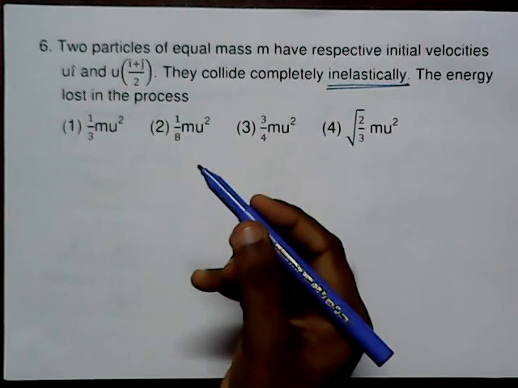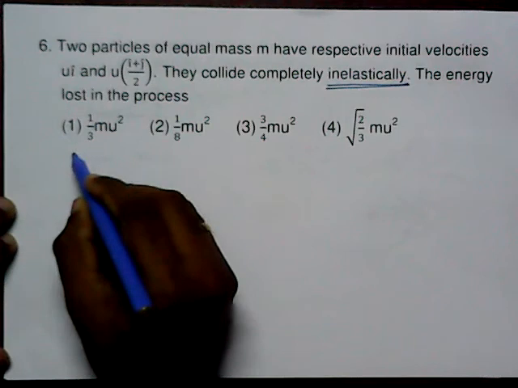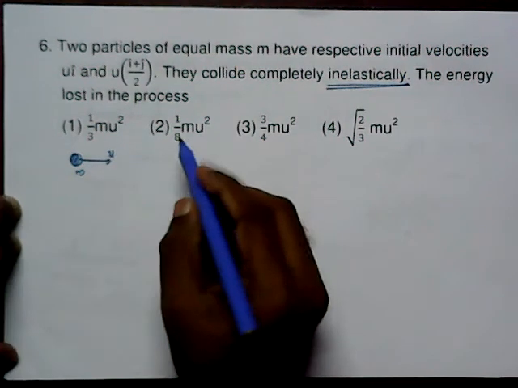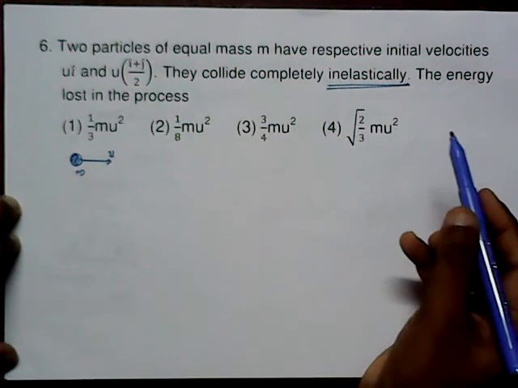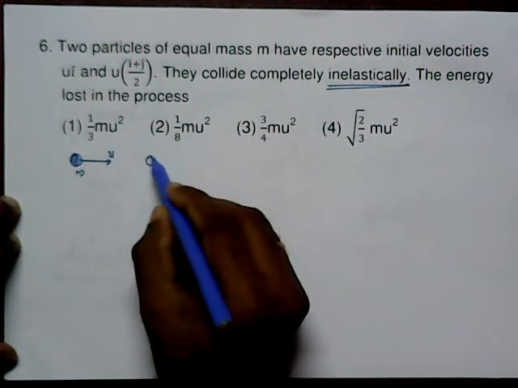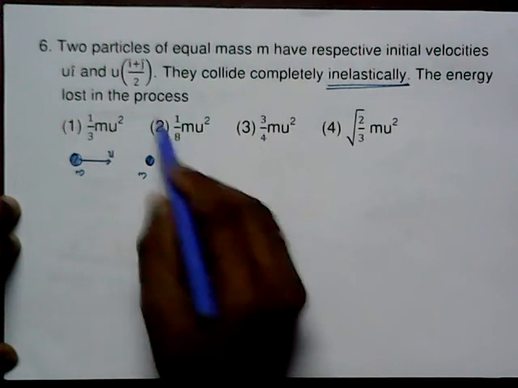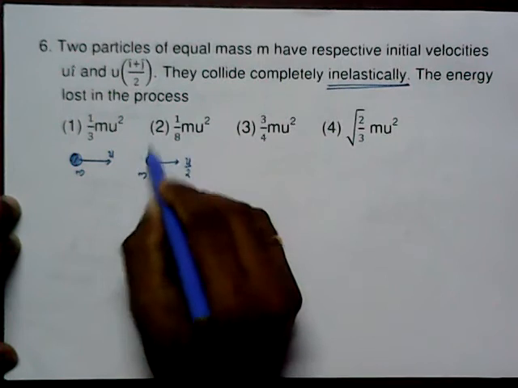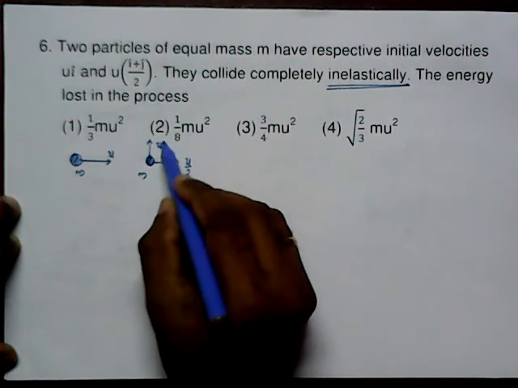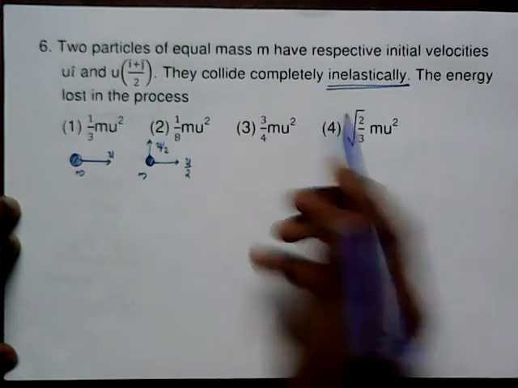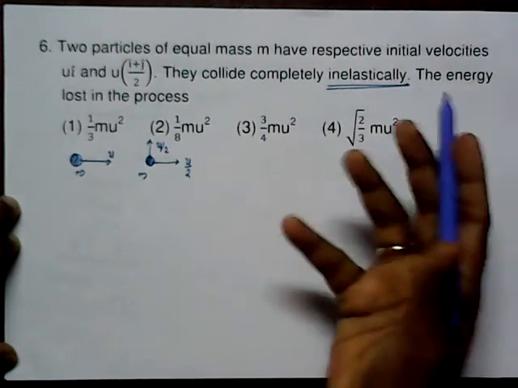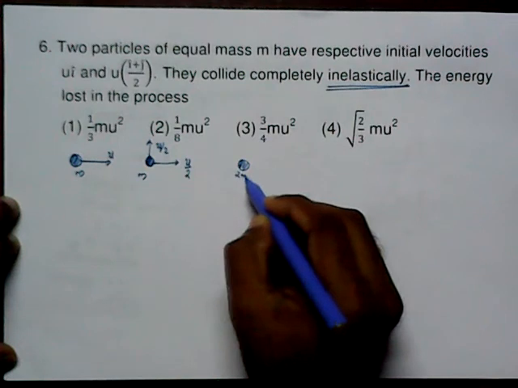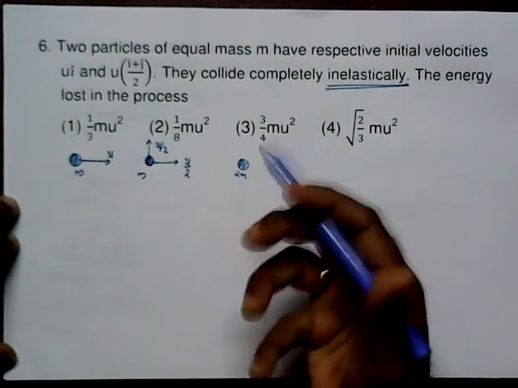At first, see that a small mass m moves with a velocity u, and collides with another one. Again it has the same mass m, but it has two velocities, one along i, that is u by 2, another along j, that is again u by 2. They collide completely. So after collision, that becomes a 2m mass. The energy lost, we have to find it.